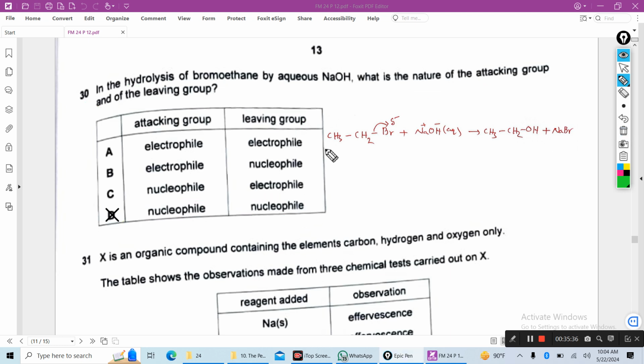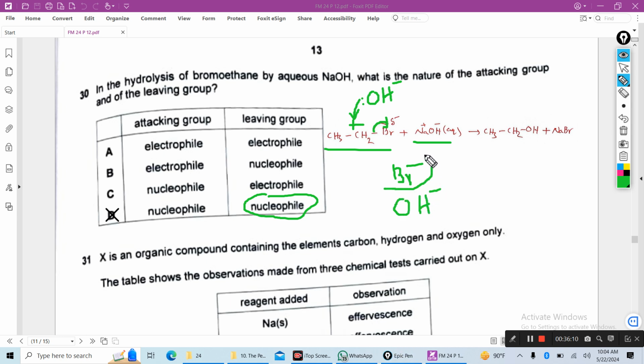So you see, this is bromoethane reacting with sodium hydroxide. Here the leaving group is Br minus. So Br minus, the leaving group, is a nucleophile, and this carbon becomes positive. Hydroxide attacks this positive carbon, so the attacking group OH minus is also a nucleophile. Here the bromide ion leaving group is a nucleophile, and the hydroxide ion is the attacking group, so it is also a nucleophile.